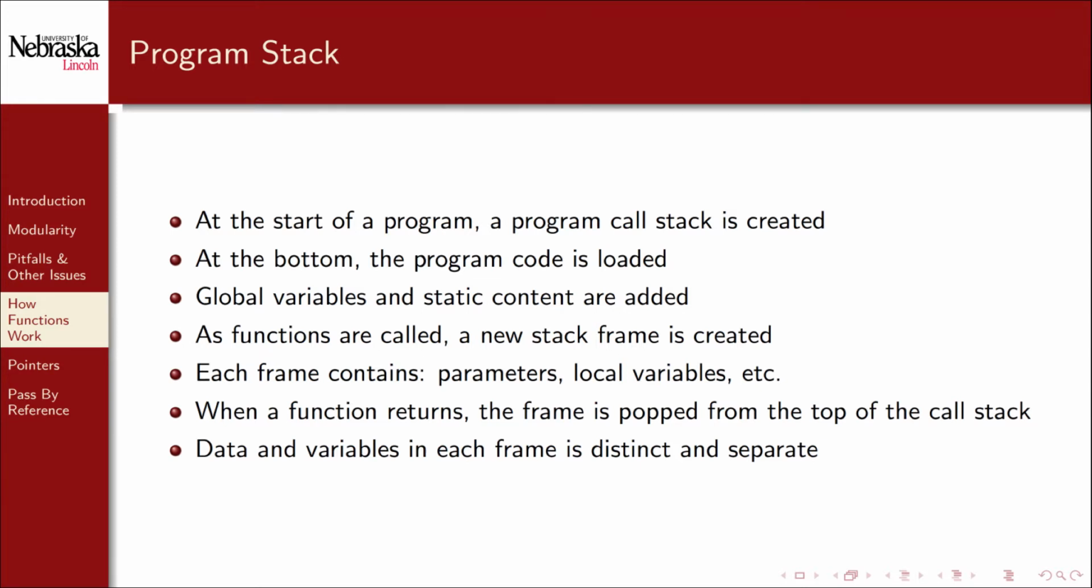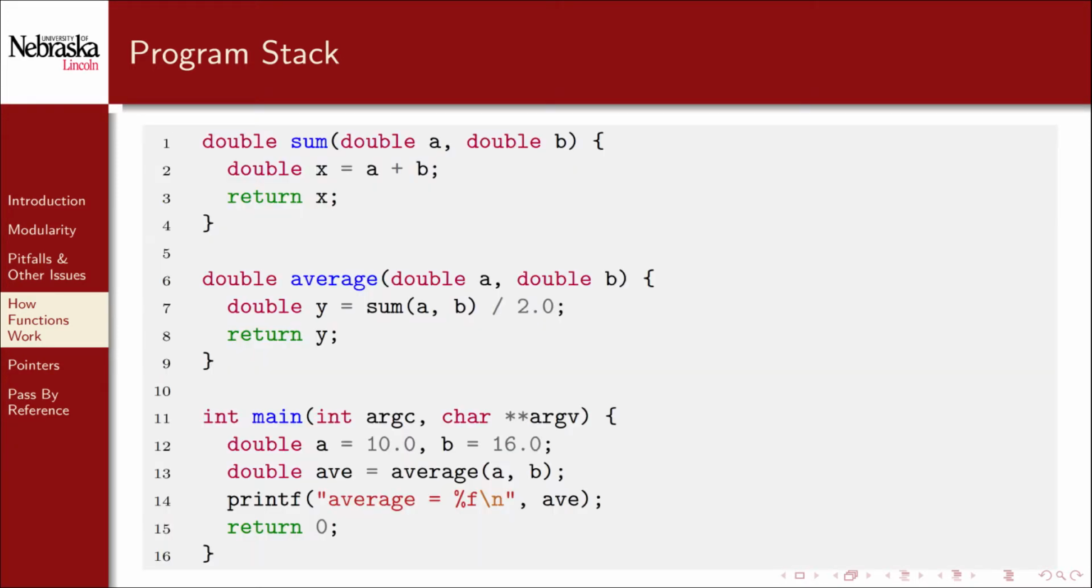Let's look at an example. Consider the following functions. In the main function, we have two variables, A and B, with values 10 and 16 respectively. We call the average function, which in turn calls the sum function. The sum function adds the two numbers, and the average function divides that sum by 2, returning the computed average back to the main function. So we have a function calling a function calling a function.